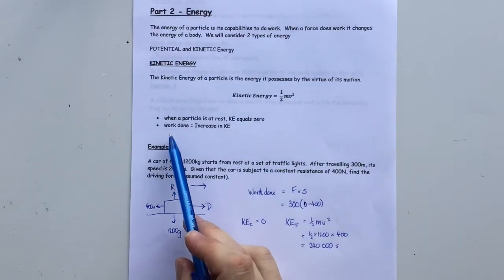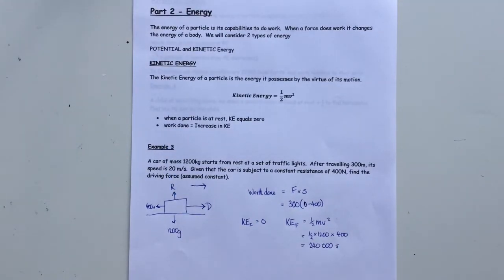Now, I know that the work done is the increase in kinetic energy here, and so I can put these two things equal to one another and say that 300 times (D minus 400) is equal to 240,000 joules. So D minus 400 is equal to 800, and so D is equal to 1,200. D is a driving force, so the units there are newtons.